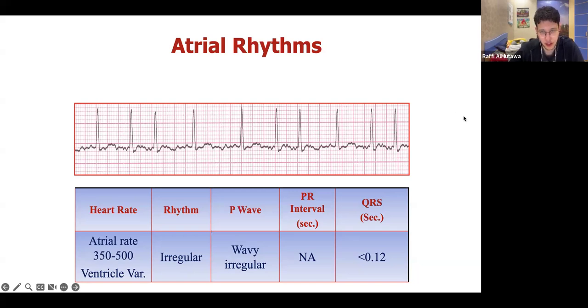So first of all, this looks irregular. If we count the rate, 1, 2, 3, 4, 5, 6, 7, 8, 9, 10. Technically, this would be 60, but you look at it and you're like, okay, this is irregular, so maybe it's not really 60. It looks like it could be 60, but it's not. It's a lot more than that. It's anywhere from 350 to 500.